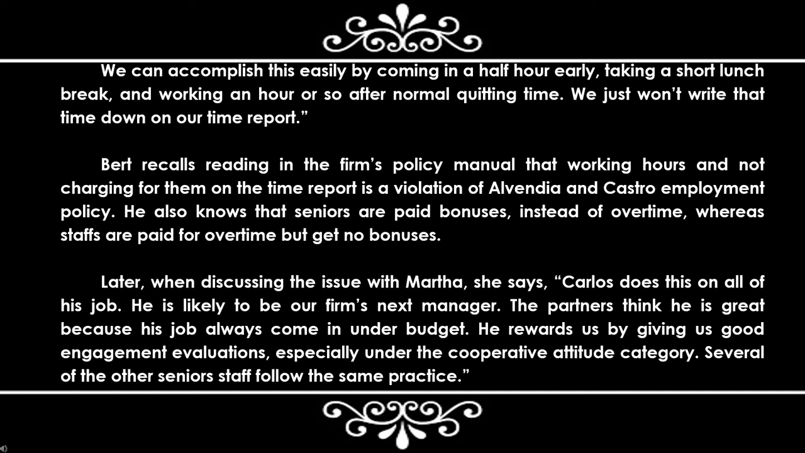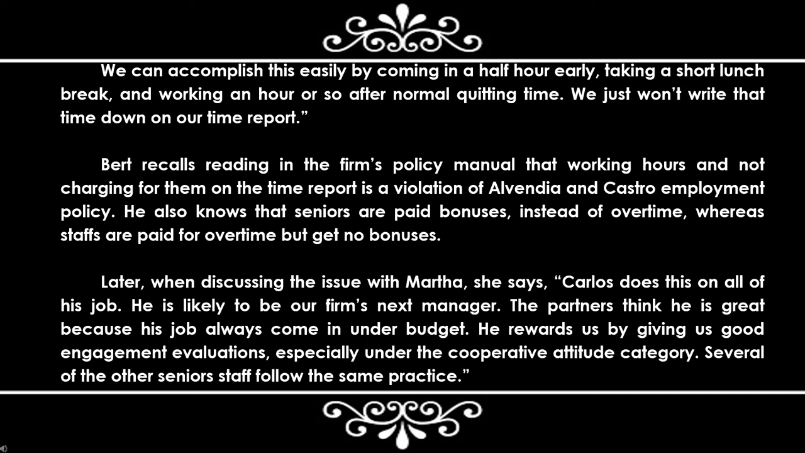is likely to be the firm's next manager. The partner thinks he is great because his jobs always come in under budget. He rewards us by giving us good engagement evaluations, especially under the cooperative attitude category. Several of the other senior staff follow the same practice.